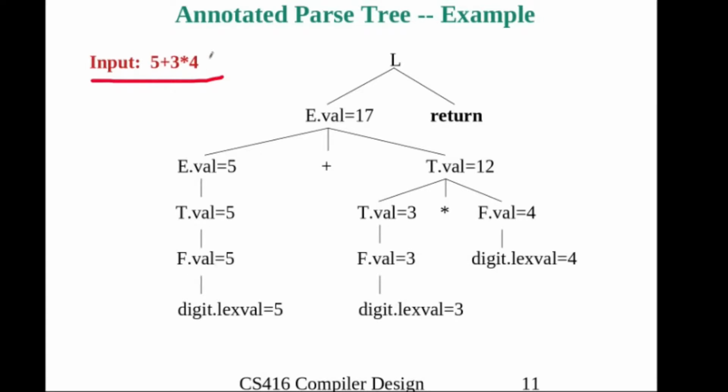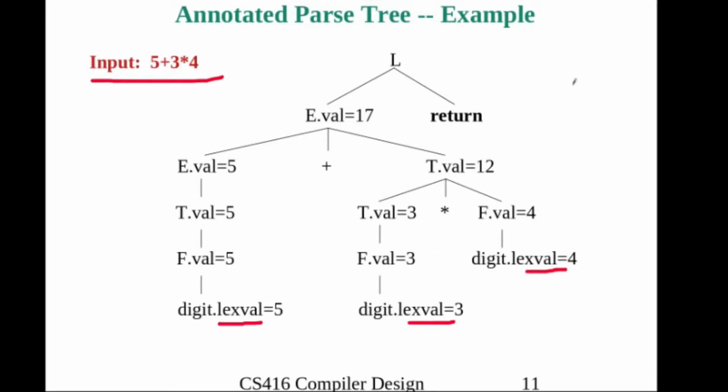For an instance, the digit has a value. So who will evaluate that? The lexical analyzer will evaluate that. So lexval is equal to 5, here lexval is equal to 3, and here lexval is equal to 4. Then here we associate one attribute, dot val, and we find the value of that attribute val. In each node dot val is there. So here it is 17, here it is 5, 5, 5, 12, 3, 4, etc.